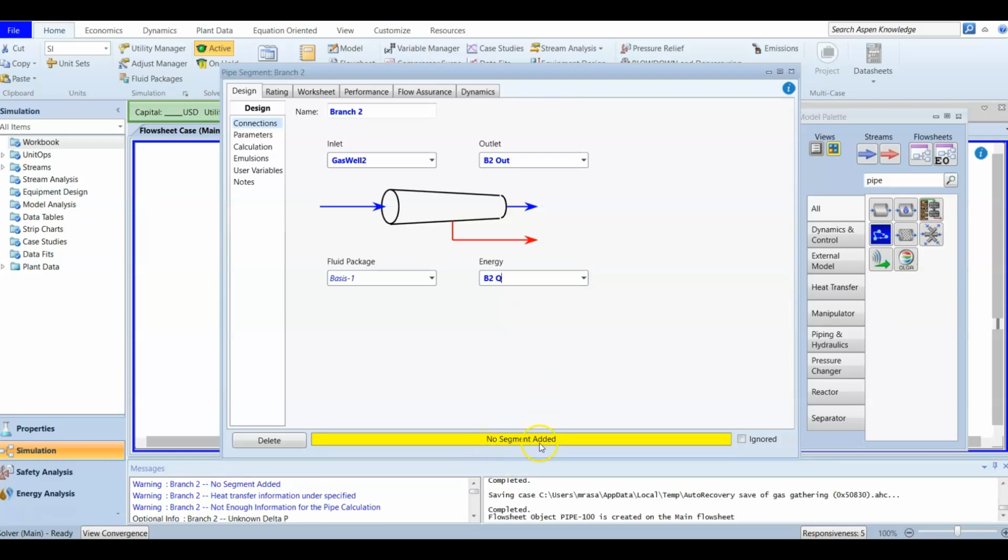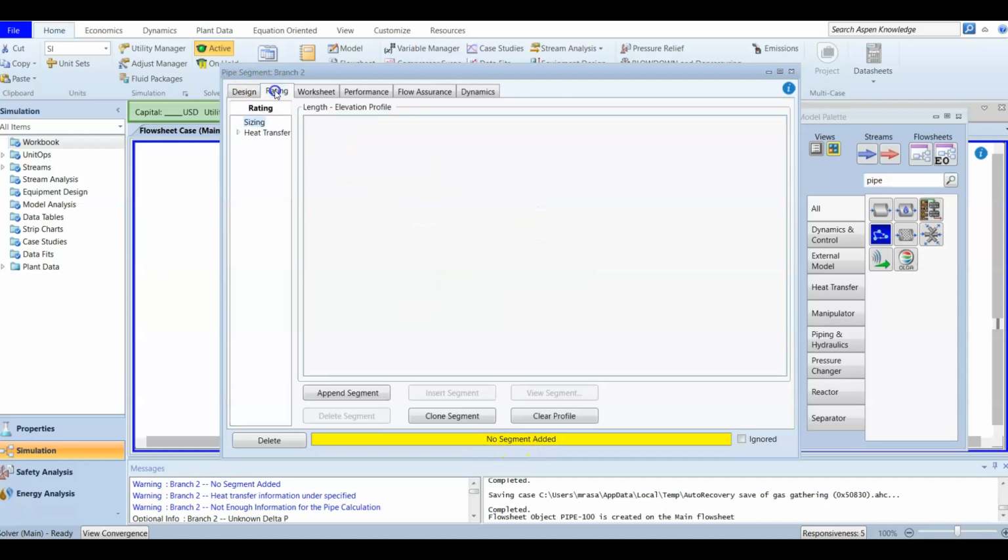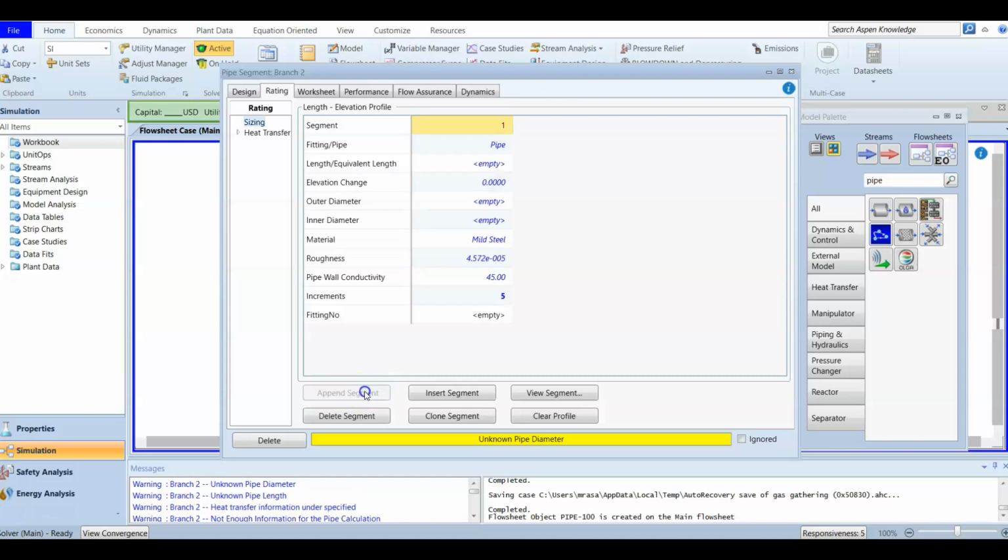You haven't added any segment, so now you are going to go to the rating and the sizing, and you are going to add 2 segments. Okay, add them. So both of them will be pipe, and the elevation or the length. Let's add the length at the beginning. The length of the first one will be 200 meters, and the elevation will be 23 meters.